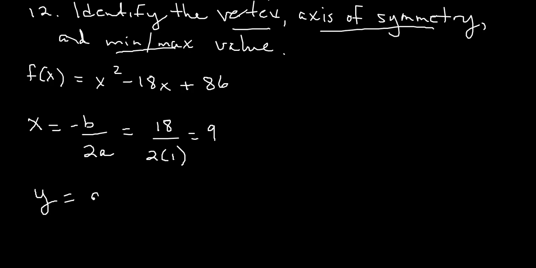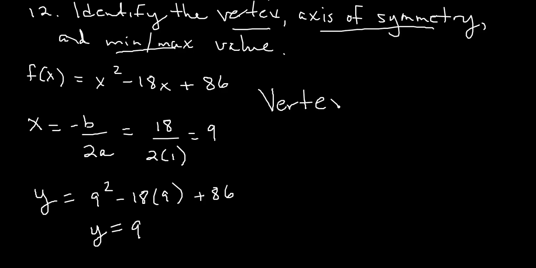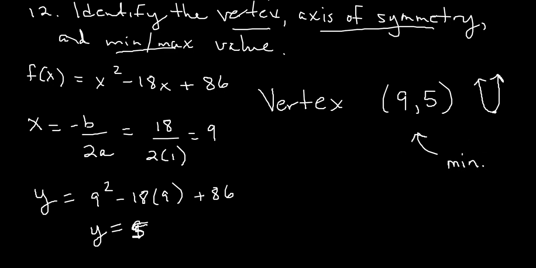Our y-coordinate, we put the 9 in and see what we get. This is going to be fun. And we get y equals 5. Whoops, I said 9 but it should have been 5. What was I thinking? So our vertex is going to be 9, 5. Since it's a happy parabola, it's going to look like this. So this point is going to be a min because it's the bottom.